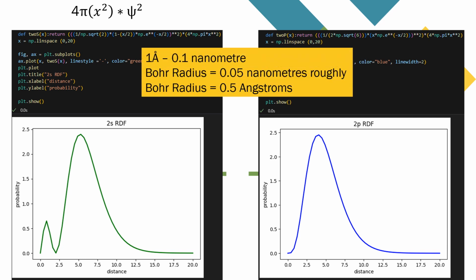find an electron at a distance closer than the Bohr radius. Because of the inner peak on the 2s radial distribution function, and as a Bohr radius, as shown, is below 0.5 angstroms on our graphs, the electron has a higher probability of being close to the nucleus in the 2s radial distribution function.